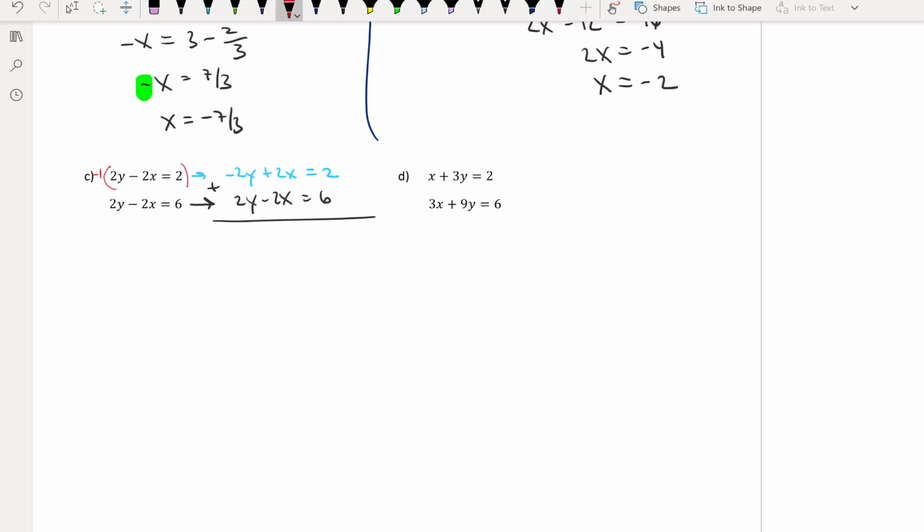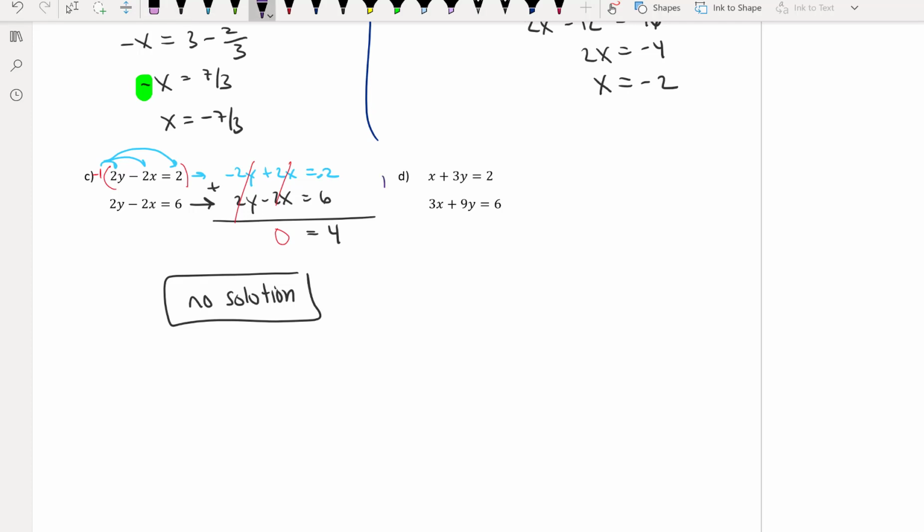When I add them together, the y's cancel and the x's cancel, so that's 0. But don't forget to add the 6 and the negative 2, right? That's a negative 2. I forgot to distribute that negative to that 2. So my negative 2 plus 6 is going to give me a positive 4. 0 is the same as 4, or 4 is the same as 0. That doesn't make any sense. So you would say no solution. Okay, this system is inconsistent.